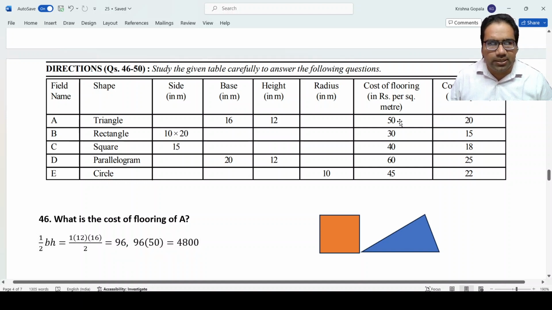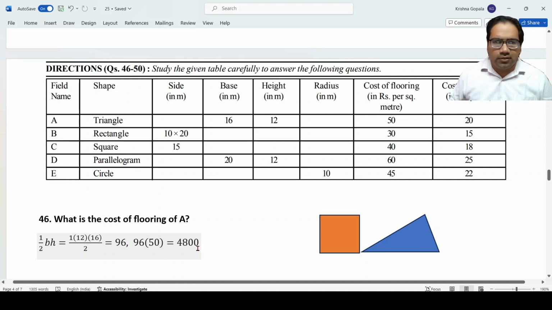And per each square meter the cost is 50. So 96 into 50, right? It is 4800. What you have to do? This is 48 into 100, right? 96 by 2, which is 48, into 100, 4800. Okay. You need to do this kind of calculation.